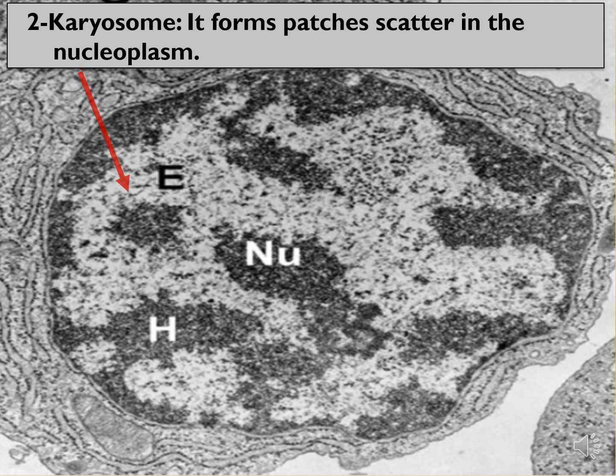Karyosome. It forms patches that scatter in the nucleoplasm. النوع الثاني من الهيتروكروماتين اللي يظهر بشكل بقع متبعثرة في النيوكليير ماتريكس.